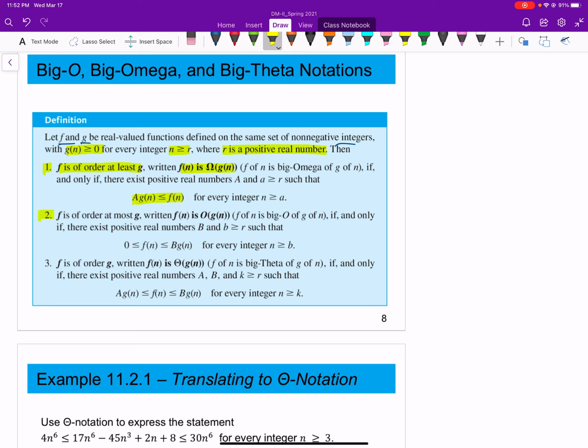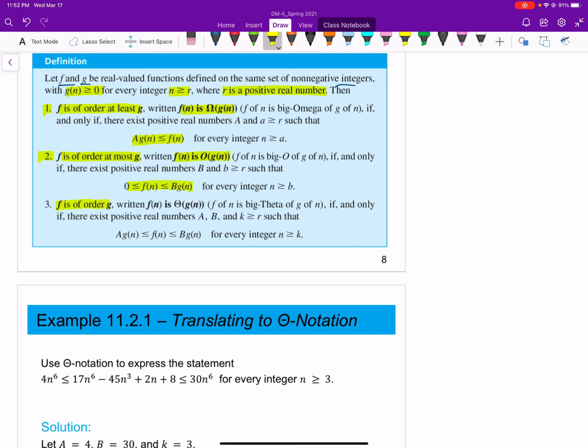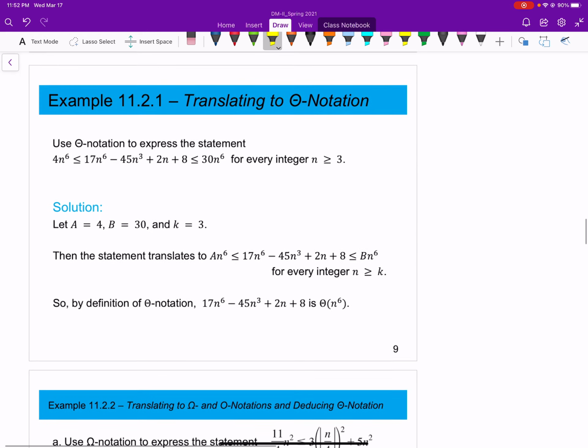Number two, f is of order at most g. We write this as that. What happens here is f(n) is bounded above by a multiple of g(n). In the third case, f is of order g, and we write that as that. In this case, f(n) is bounded above and below by multiples of g. So this is very easy. There are three notations, and now you know their definitions. Let's move to this example.